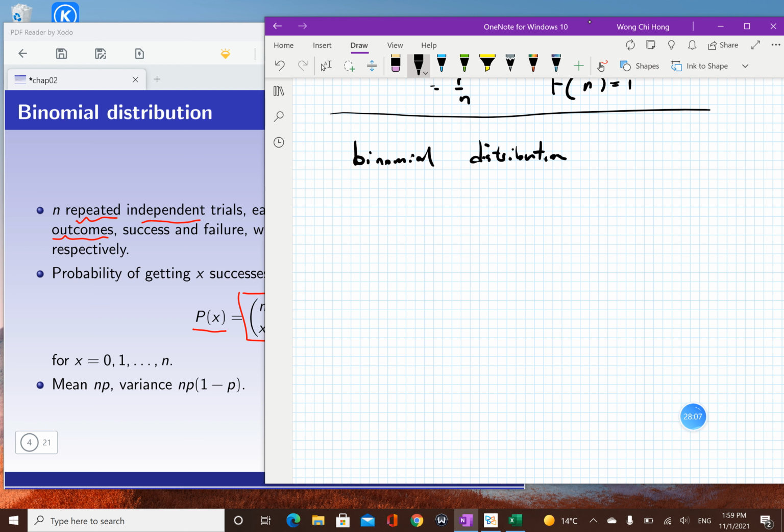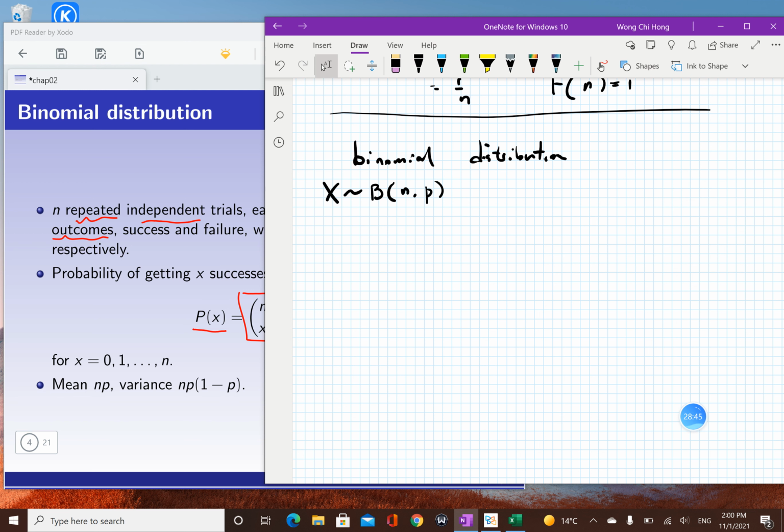Sometimes B for binomial. Sometimes people give it this name, B(n, p). This distribution has two important numbers. One is the n: how many times are you repeating this experiment? How many times are you throwing this coin? The other one is your p: what's the probability of having a success? Okay, these are the two numbers. So we often say X has a binomial distribution with n and p like this.